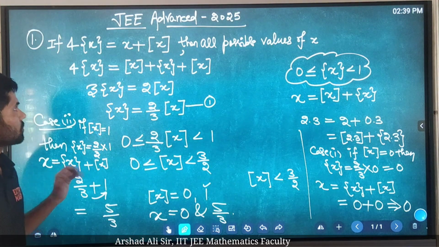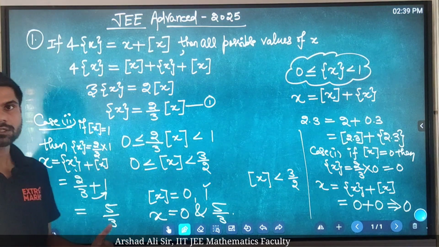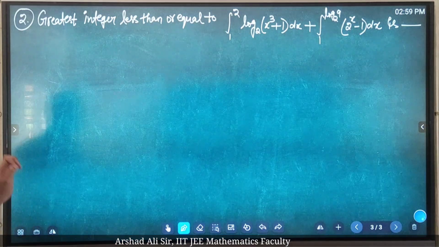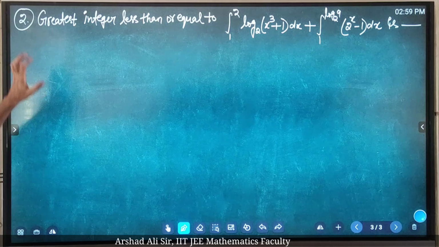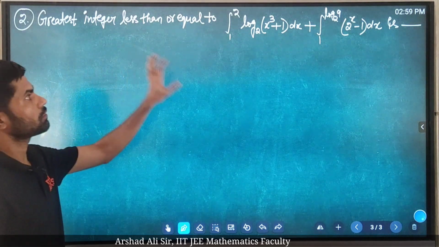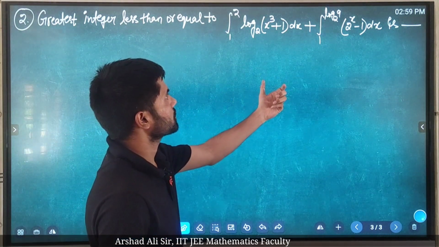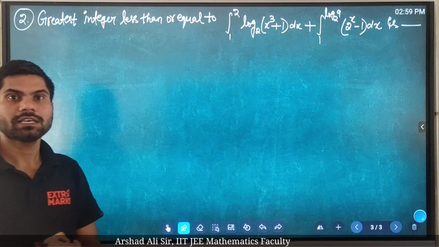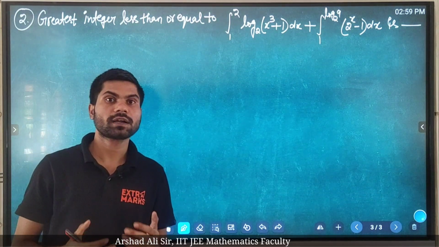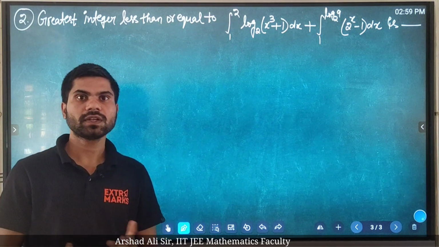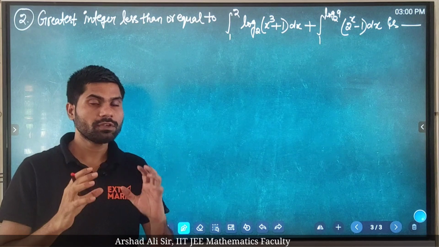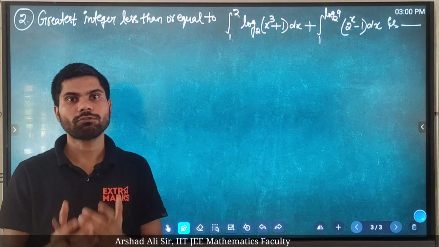Okay student, it was our first question. Now let's discuss one more question. In question number 2, we are given the greatest integer less than or equal to these two integrations. In this question we have two definite integrations, so definitely we will get a definite answer, but we have to find the greatest integer value.